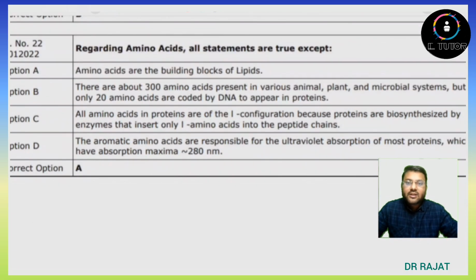Regarding amino acid, all statements are true except amino acids are building blocks of lipids. So this is an incorrect statement because these are not building blocks of lipids. Amino acids are the building blocks of proteins. So this will be the incorrect option. So answer here will be this only, option number A. Rest all the statements are correct.